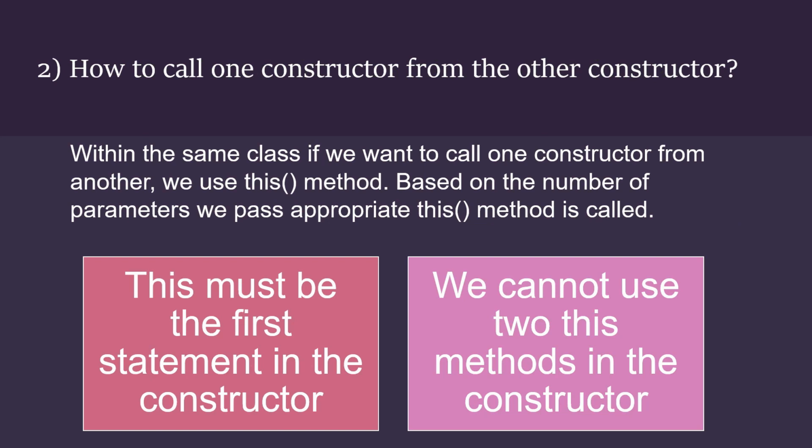Question 2. How to call one constructor from the other constructor? Within the same class, if we want to call one constructor from another, we use the this method. Based on the number of parameters we pass, the appropriate this method is called. Restrictions for using this method: 1. This must be the first statement in the constructor. 2. We cannot use two this methods in the constructor.